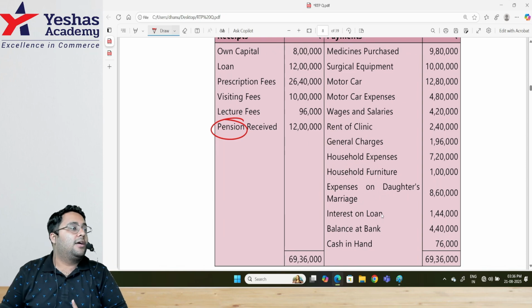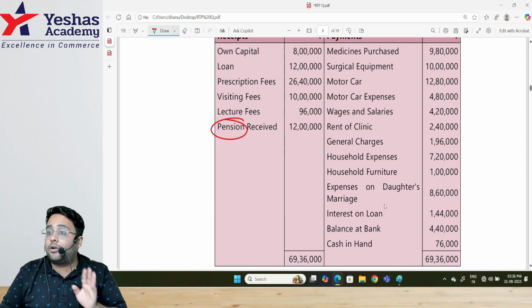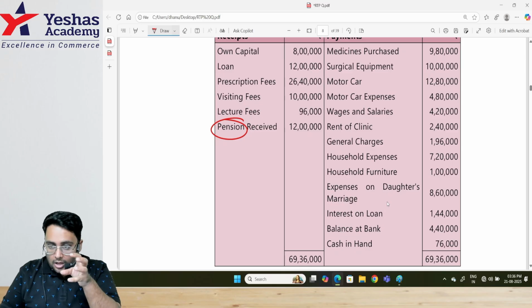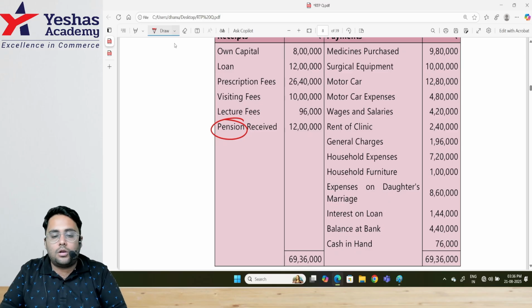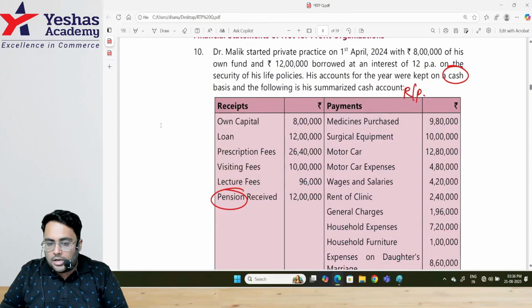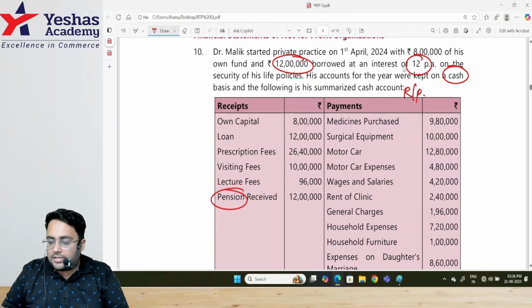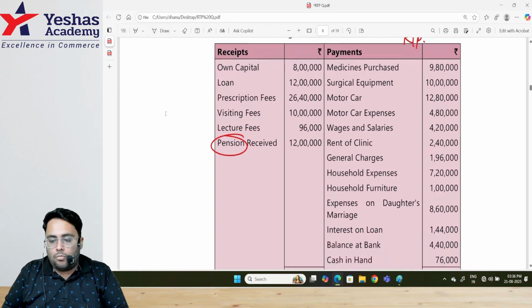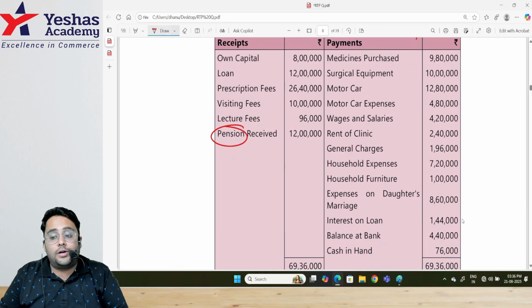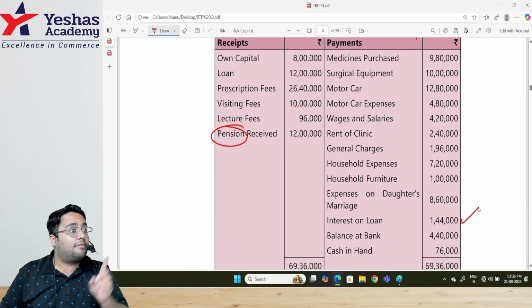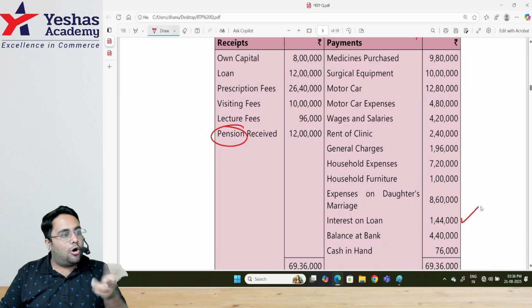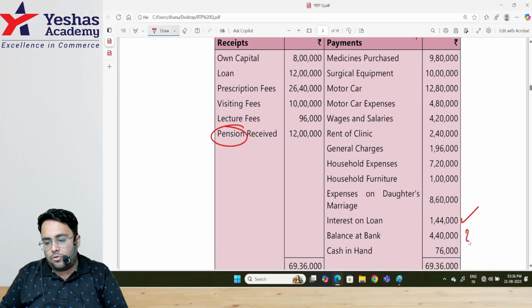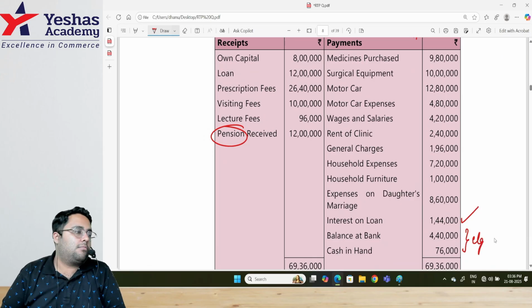Interest on loan, income and expenditure account. Interest on loan, not balance sheet. Income and expenditure account. What was the loan? 12 lakh. What is the rate of interest? 12%. Can you check 12 lakh into 12%? 1,44,000. Coincidentally, here it is matching. Otherwise, what would you get? Outstanding or prepaid. And then you have your closing balance of cash and bank.